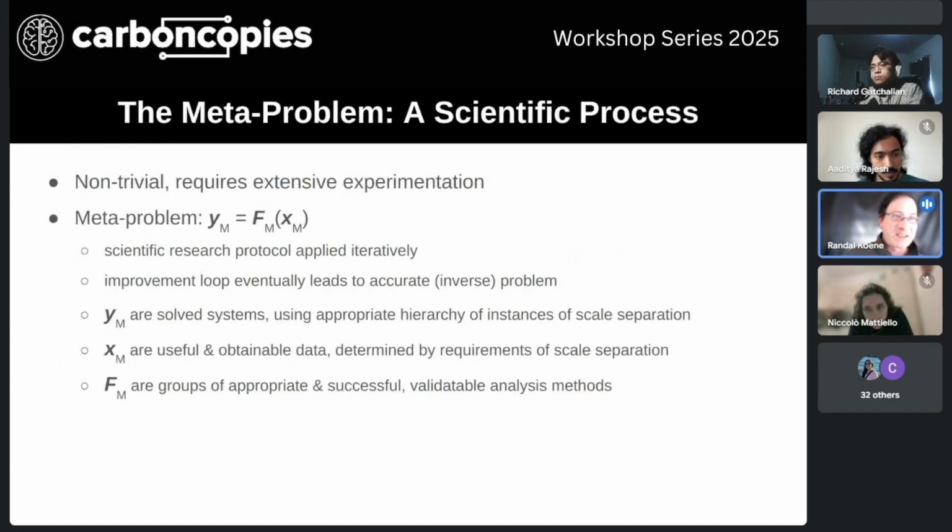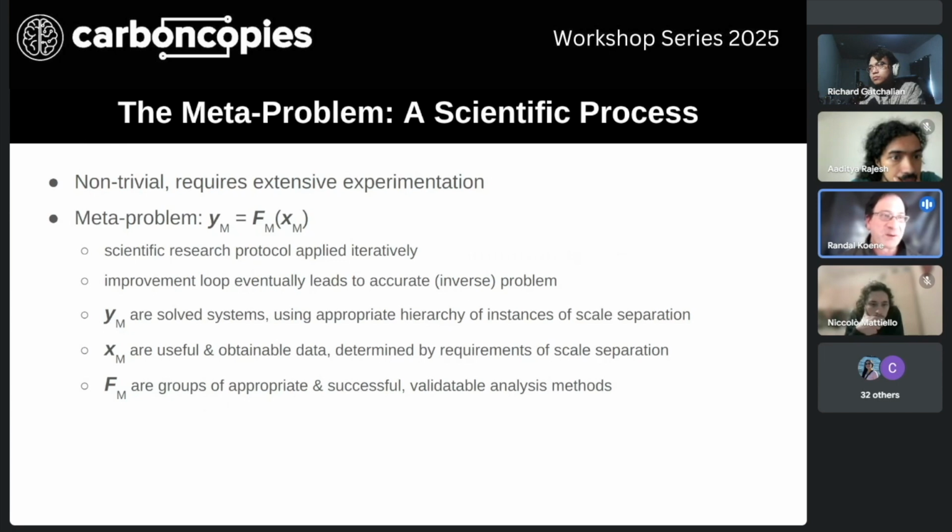The process summarized in the previous slides is non-trivial and definitely requires extensive experimentation. To reach a sufficient understanding, there's a meta problem that needs to be solved. We can express this as solving the problem ym is fm of xm. I know this is a little bit silly to put it in equation form, but hey, it's to make it correspond with things before, which is to be achieved by means of some overall scientific research protocol that's applied iteratively, thereby closing an improvement loop that eventually results in an accurate problem statement.